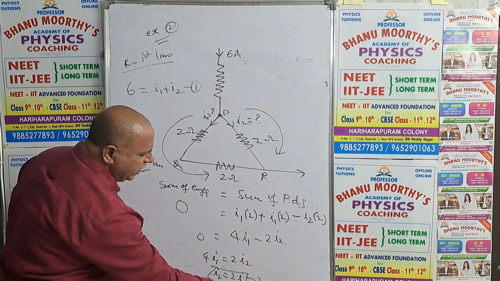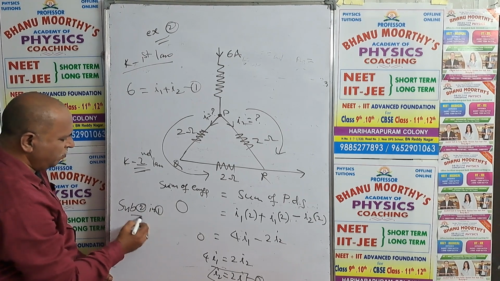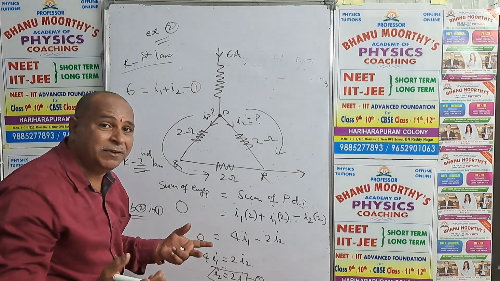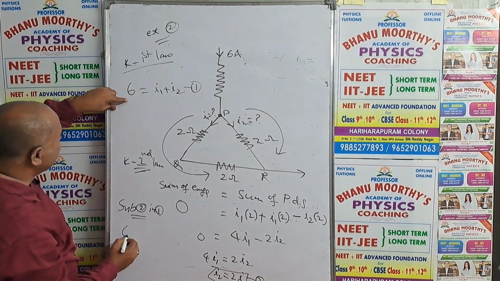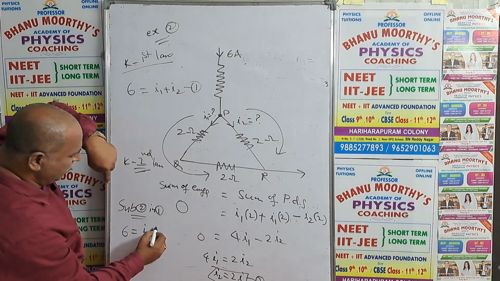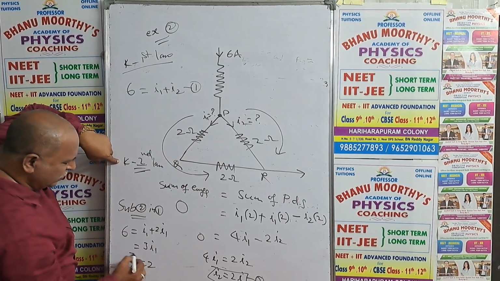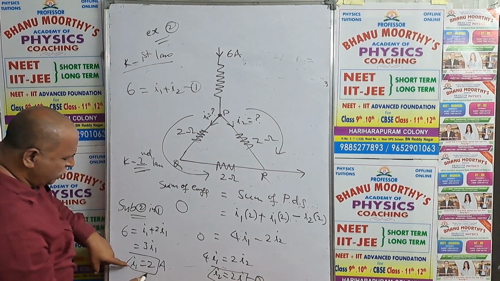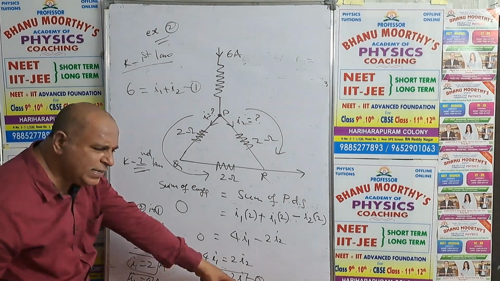If you substitute in the second equation, substituting 2 in 1, what you will get, my dear students? If you substitute the second value in the first equation, what you will get? Okay, 6 equals I1 as it is plus I2, meaning 2I1. So equals 3I1. Therefore I1 equals 2 amperes. If you get I1 as 2 amperes, I2 is automatically 4 amperes, okay? Because I2 is twice I1.